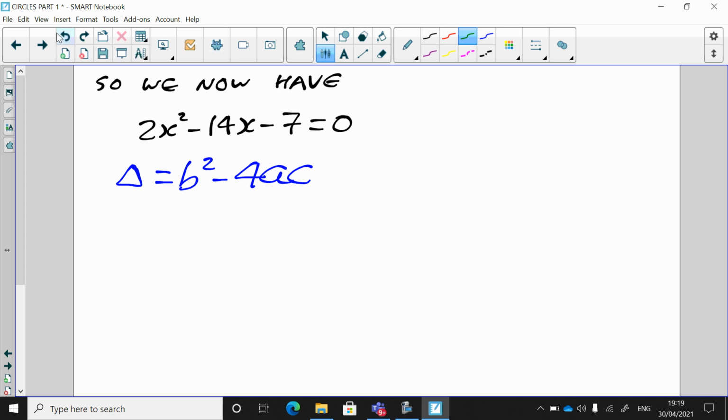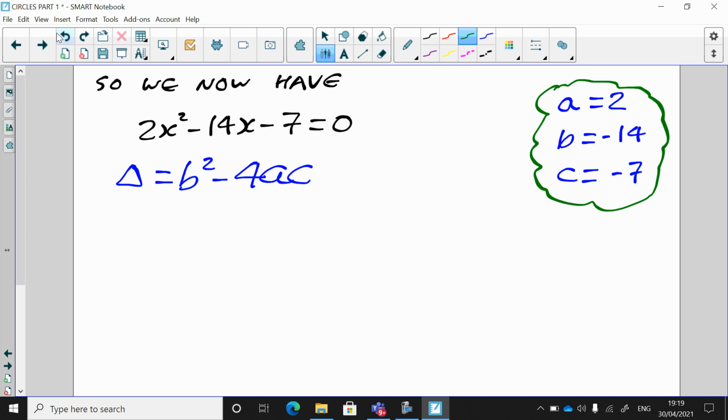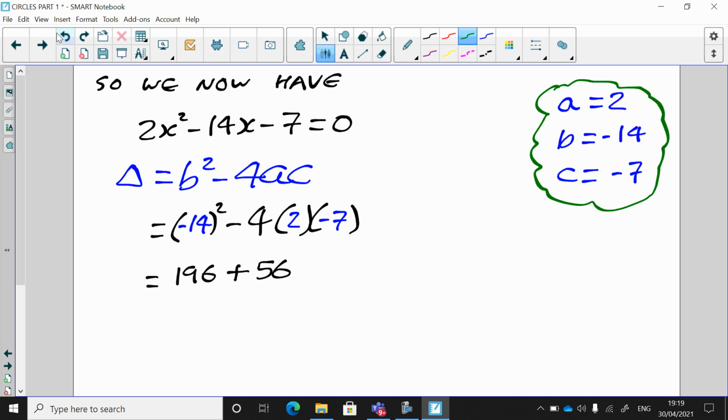So this a, b, and c, I need to know. I can read them off. The number in front of x squared is 2. The number in front of x is negative 14. The number on its own is negative 7. That's me got my ingredients for my discriminant. Let's put them in. Okay. Right. You can do this in one go or do it in parts. It's whatever suits you, however you feel is better for yourself. Right. So it looks like I'm coming up with an answer of 252.